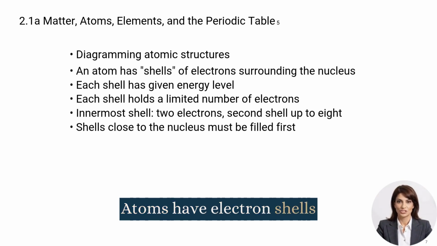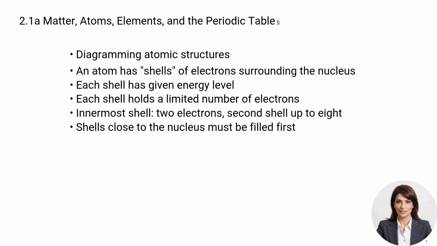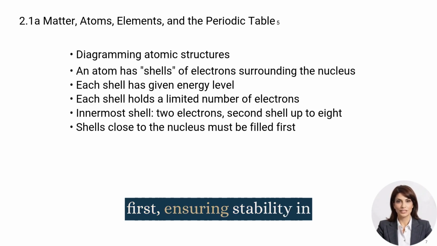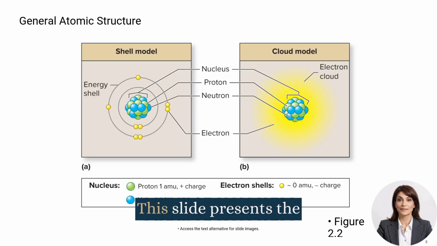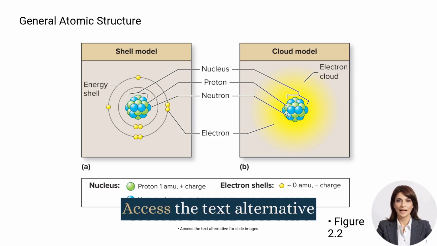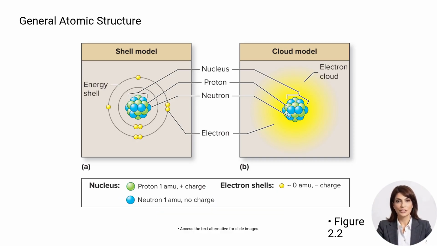Atoms have electron shells surrounding the nucleus, each with specific energy levels. The innermost shell holds 2 electrons, while the second can hold up to 8. Shells closer to the nucleus must be filled first, ensuring stability in atomic structure. This slide presents the general atomic structure. Please refer to Figure 2.2 for a visual representation. Access the text alternative for detailed descriptions of the slide images.